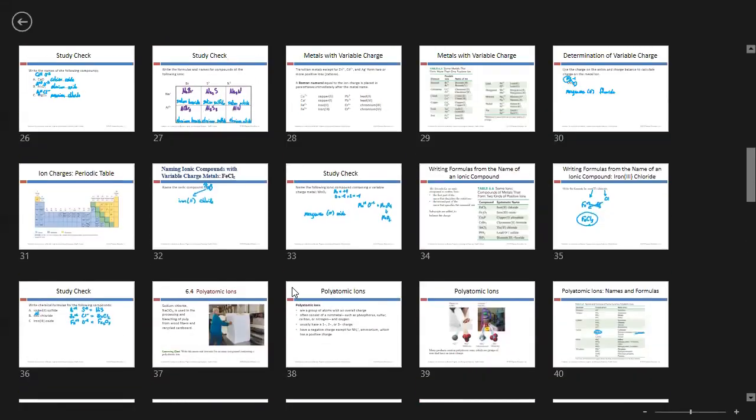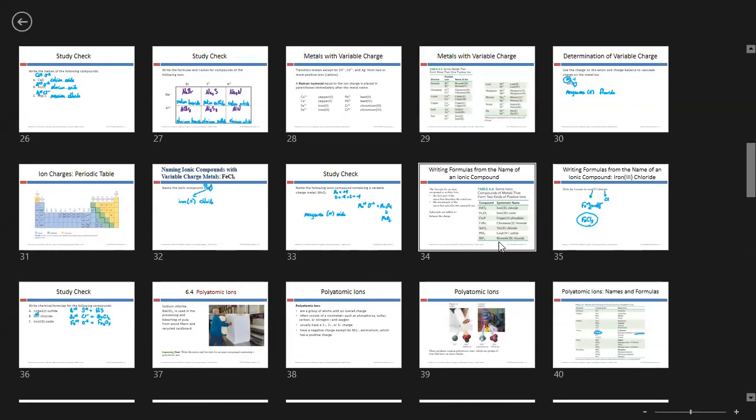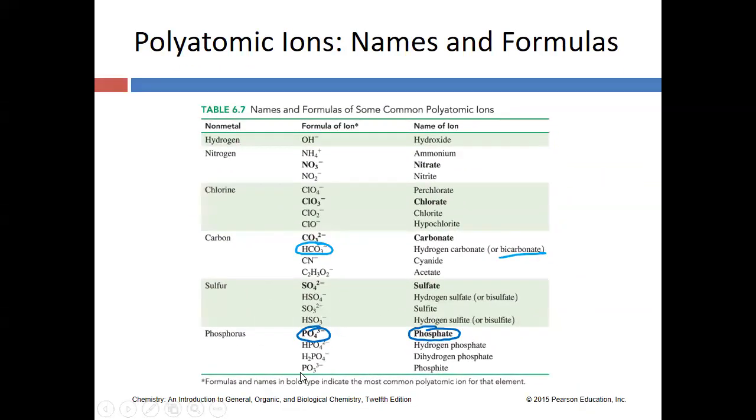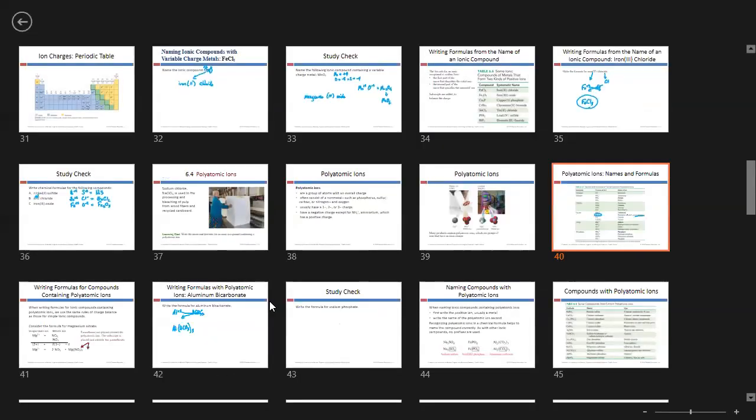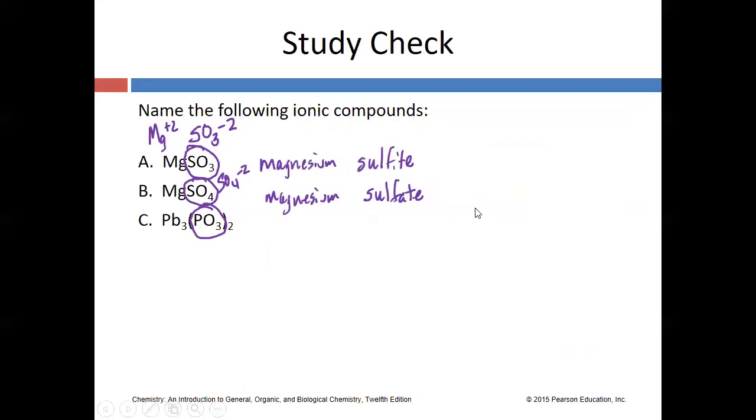For the last one here, we're looking for PO3. PO3 is down here at the bottom. It's phosphite. It also has a -3 charge, which might be important to us. We're also dealing with lead. Pb is lead.